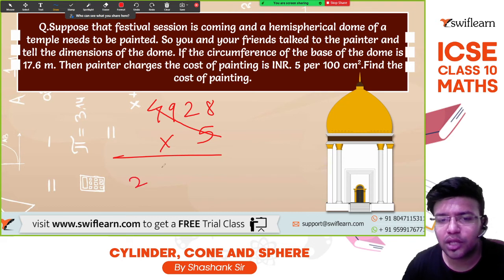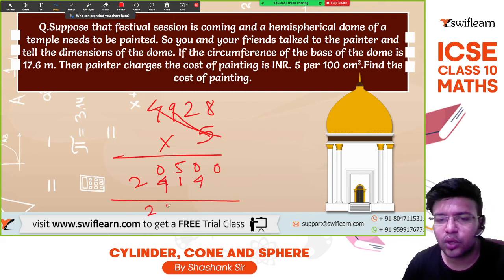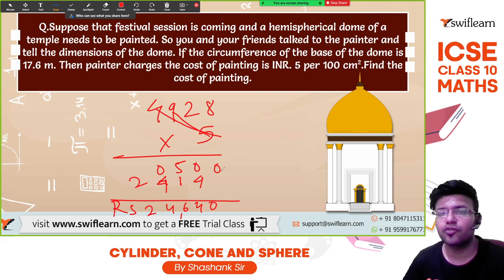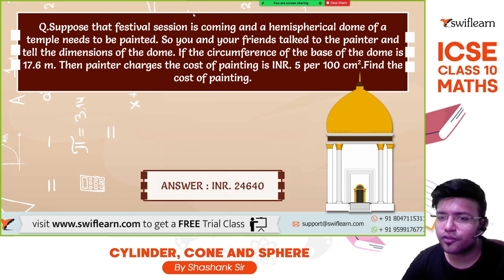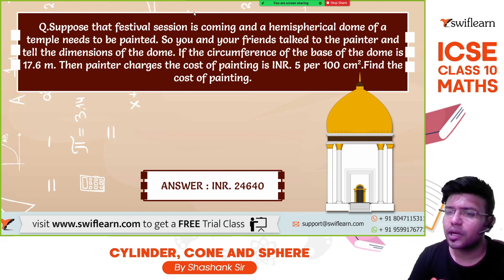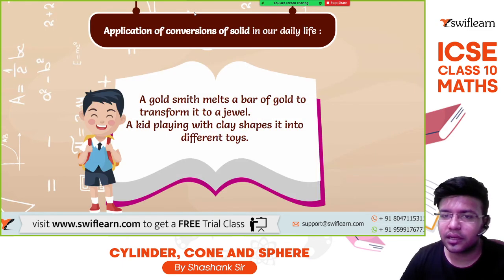5 fours are 20, 9 fives are 45, 5 twos are 10, 5 eights are 40. Add them, you get 24640 rupees. So it is 24,640 rupees, the total cost for painting the dome. See, we have done it right.